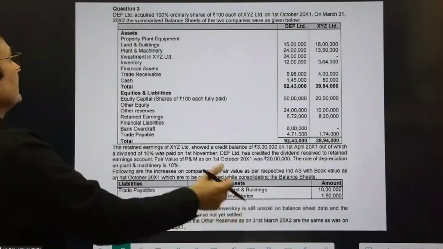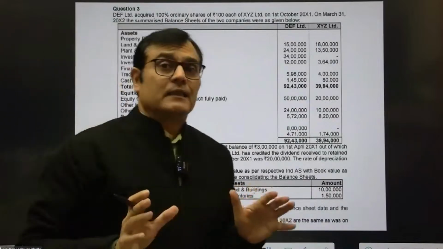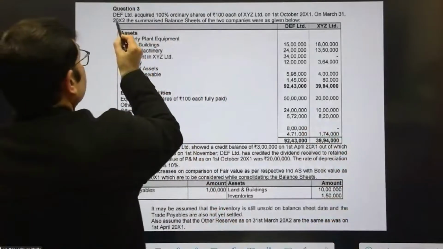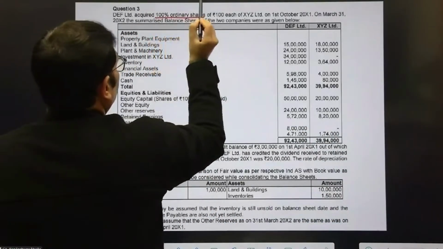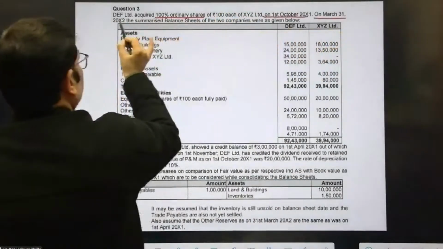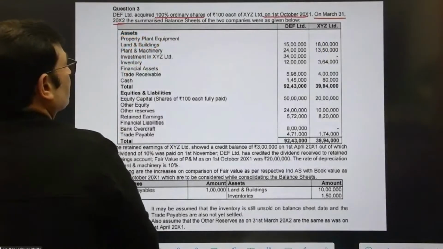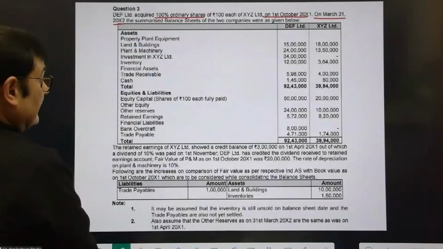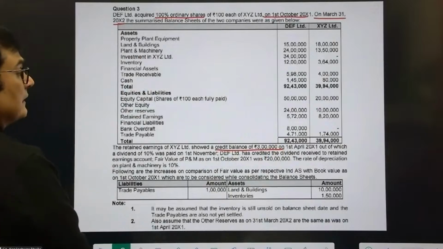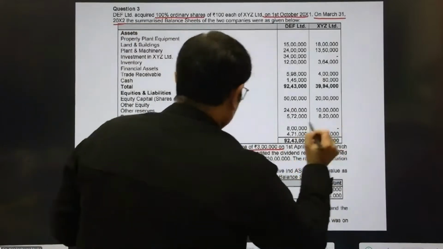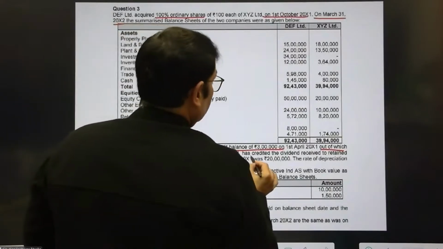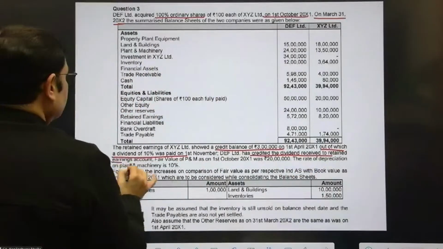I'm now reading the inputs once again, and you will decide the category of the question as well. We've done the first category, and presumably it is the second category now. It says DEF acquired 100% ordinary shares, no NCI, on 1st October X1. On 31st March X2, 6 months later, the balance sheets of the companies are given. The retained earnings of XYZ show a credit balance of 3 lakhs on 1st April X1, out of which a dividend of 10% is paid on 1st November. DEF credited the dividend received to the retained earnings account.